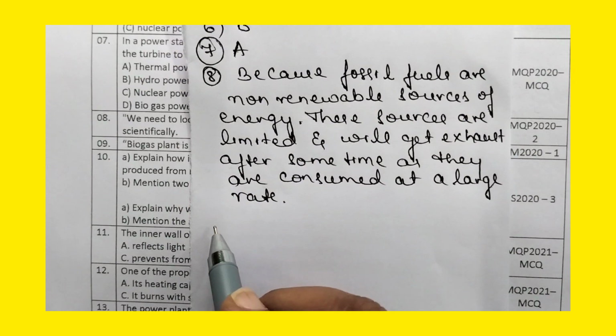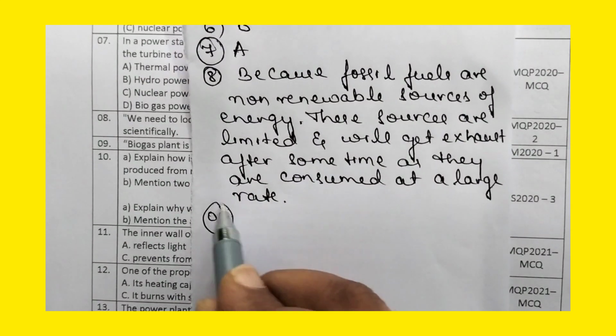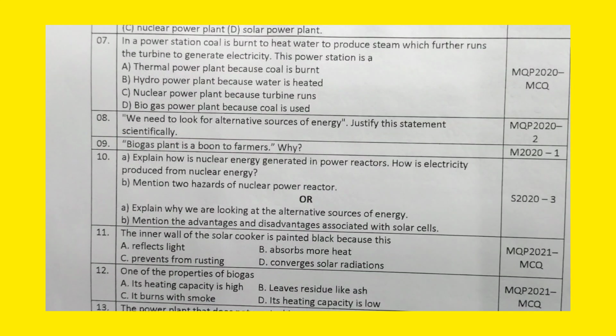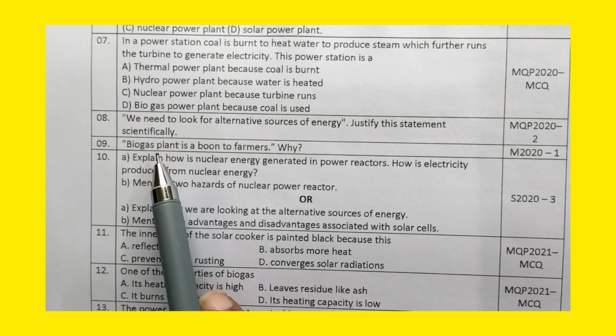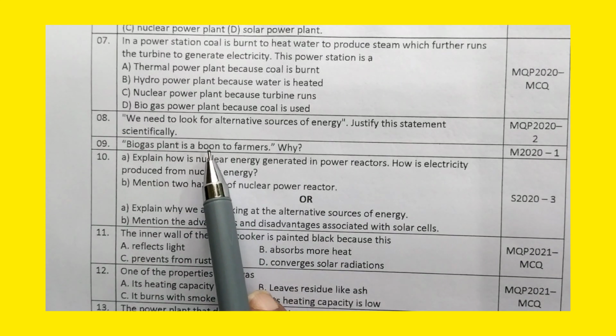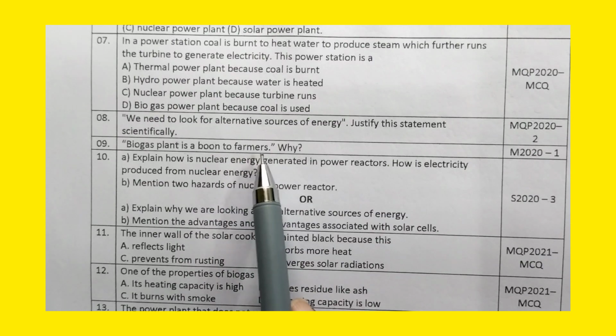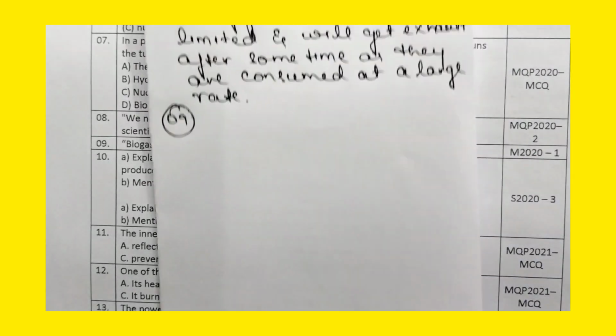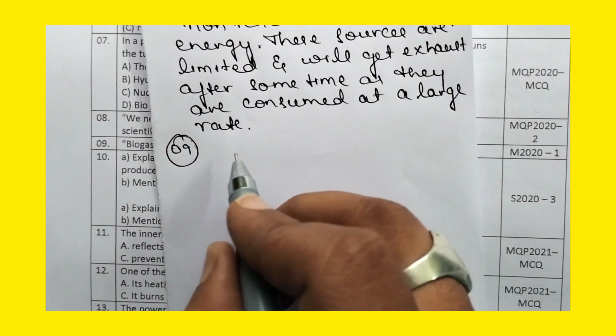Now let us move to question number 9. So question number 9 is like this. Biogas plant is a boon, that is, an advantage, to farmers. Why? It is a 1 mark question. So let us answer it now.